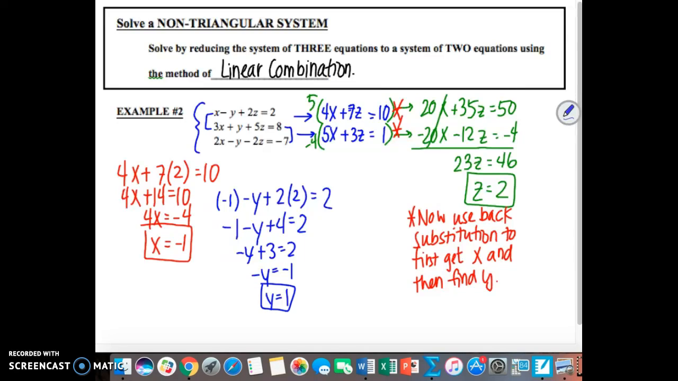So now we have an x, we have a y, and we have a z term. So since we have an x, y, and z term, we can just substitute in our values. Since x is -1, y is +1, and z is 2, our ordered triple will be -1, 1, 2.